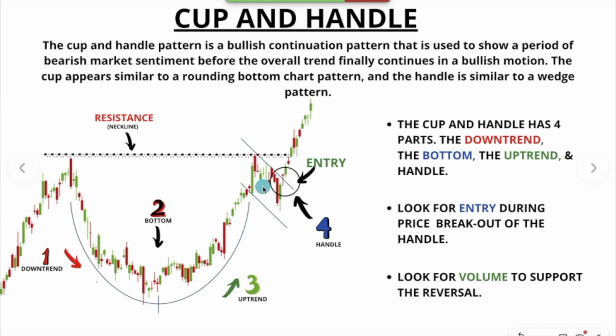So when looking at the handle for the cup and handle, you want it to be a consolidation phase. When price gets rejected here, you want to see price falling down slowly. You do not want to see a hard rejection. You want to see the price get rejected here at the resistance level, slowly come down, and consolidate a bit before breaking out. And this is where you will find your entry point, at the break of the handle itself.